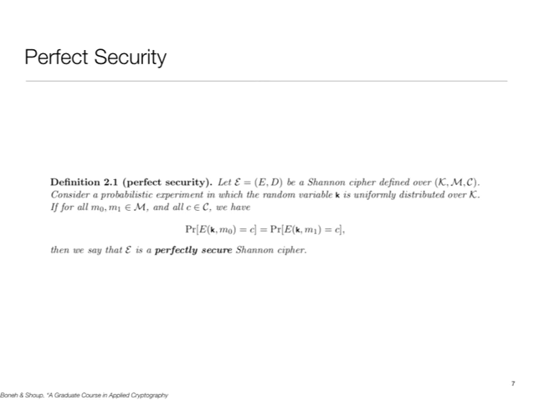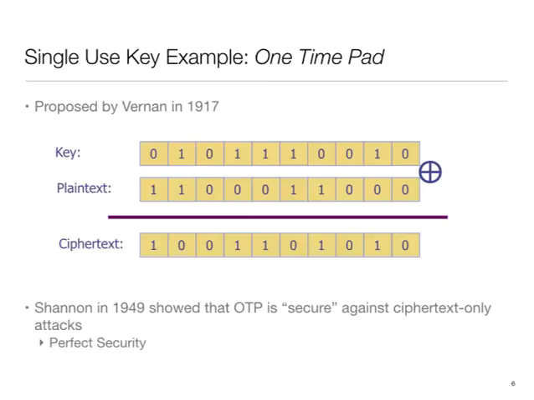If any cipher, any encryption algorithm satisfies this, we say it's a perfectly secure cipher. Okay, so that's the concept of perfect security. What do we still learn from this? Going back to our definition, it's called perfect security. That's the definition of perfect security that was there.